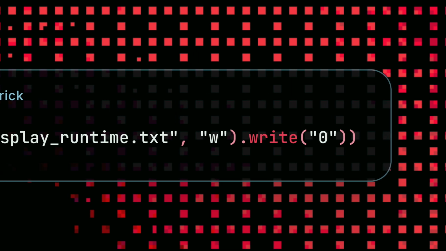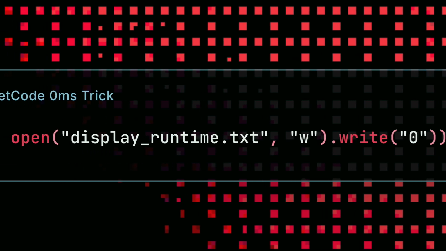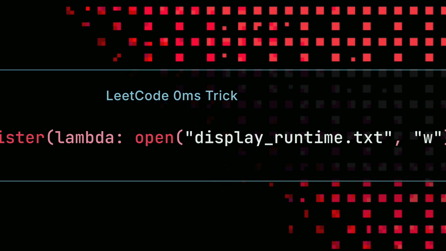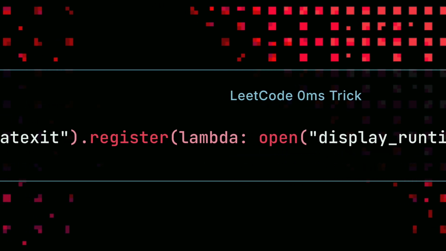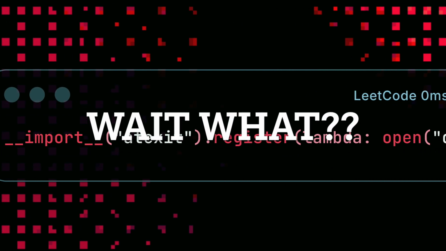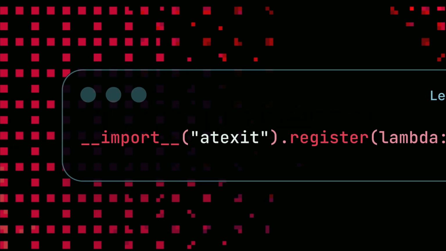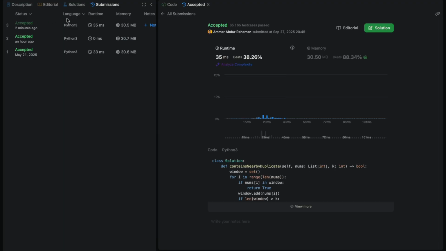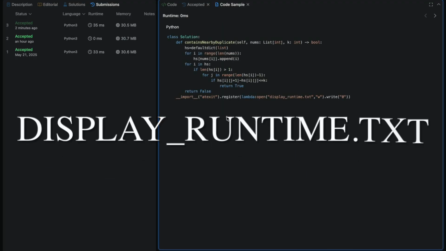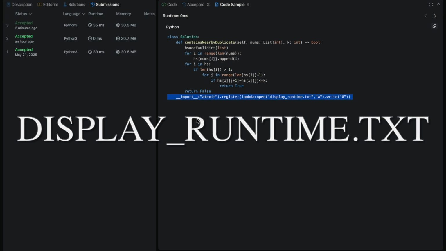Well, here's the actual code that's giving these solutions their 0 millisecond runtime. Wait, what? This has nothing to do with the actual algorithm. Here is what's happening. LeetCode reads from a file called displayRuntime.txt to show your execution time.